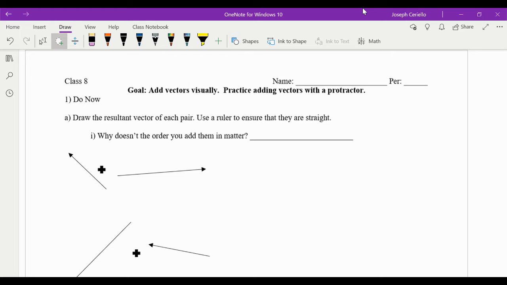Our goal for today is to add vectors visually and to add them using protractors and rulers. So it says, draw the vector resultant of each pair. Use a ruler to ensure that they are straight. So for starters, why doesn't the order we add them in actually matter? Because we say that vector addition is commutative.